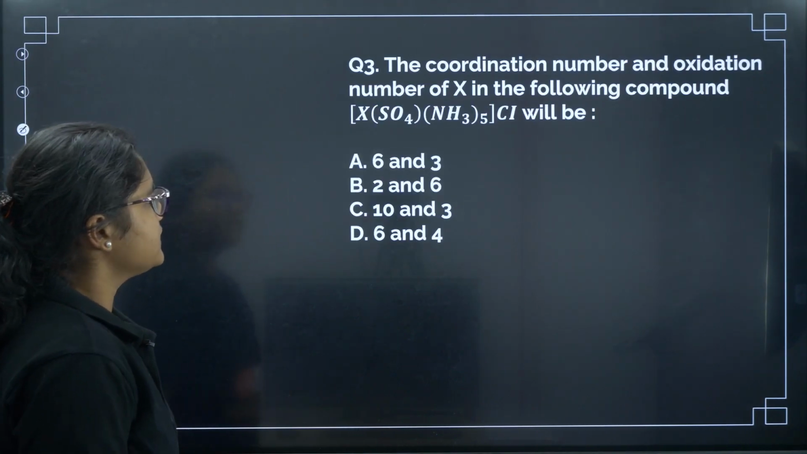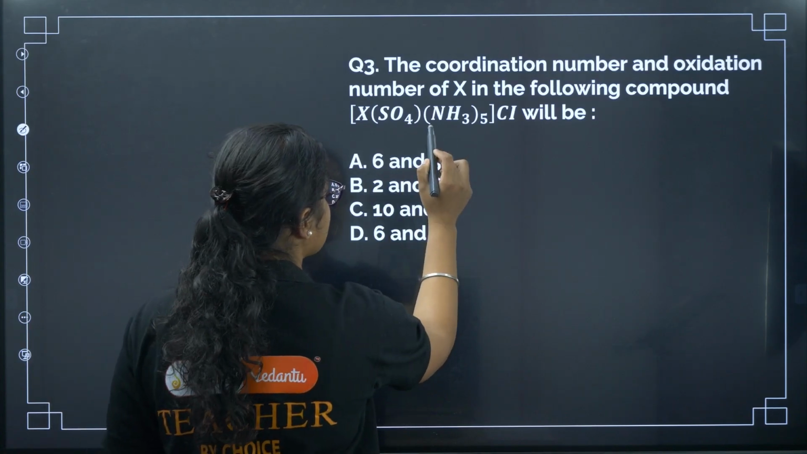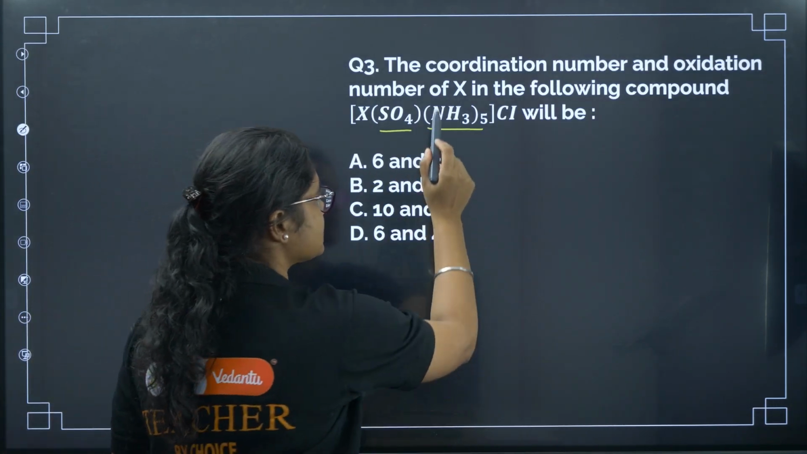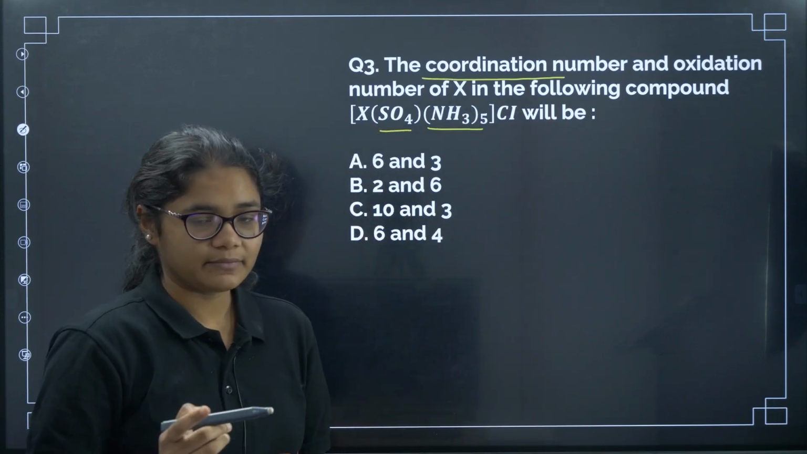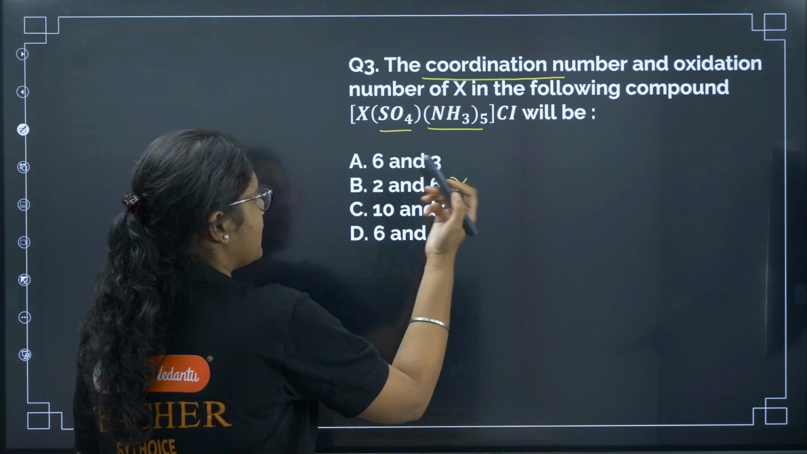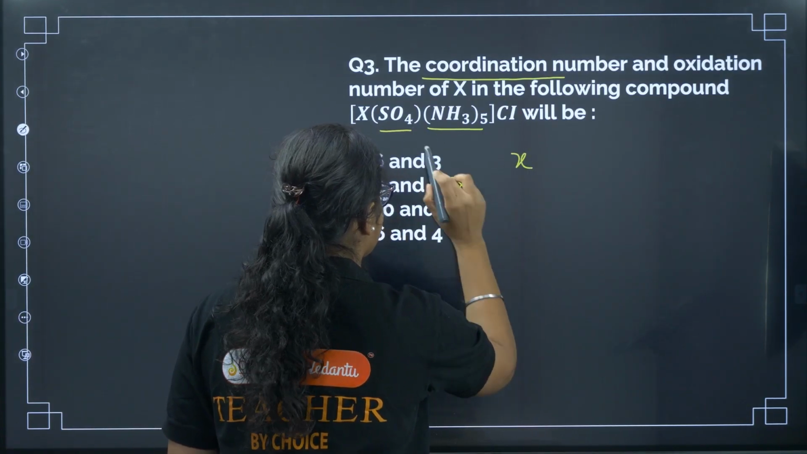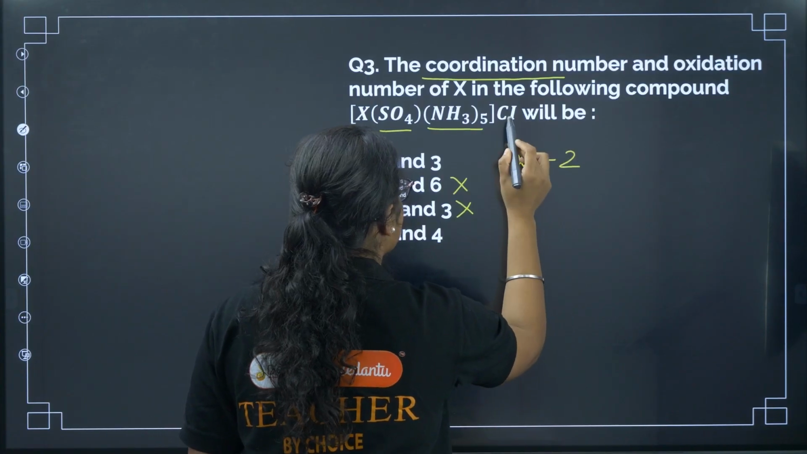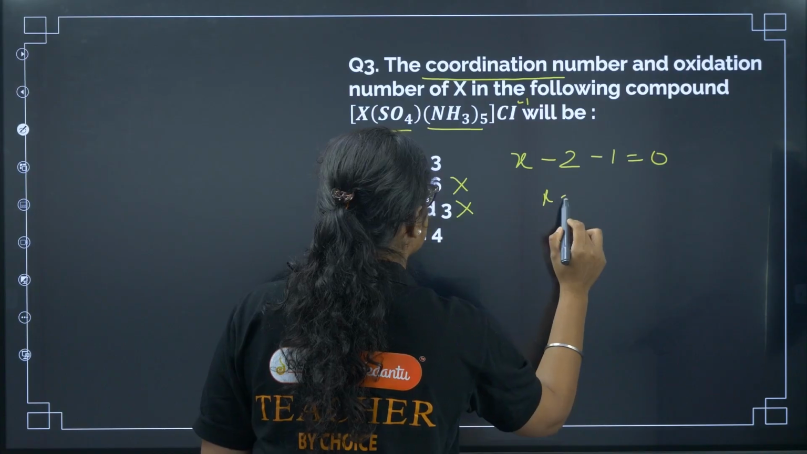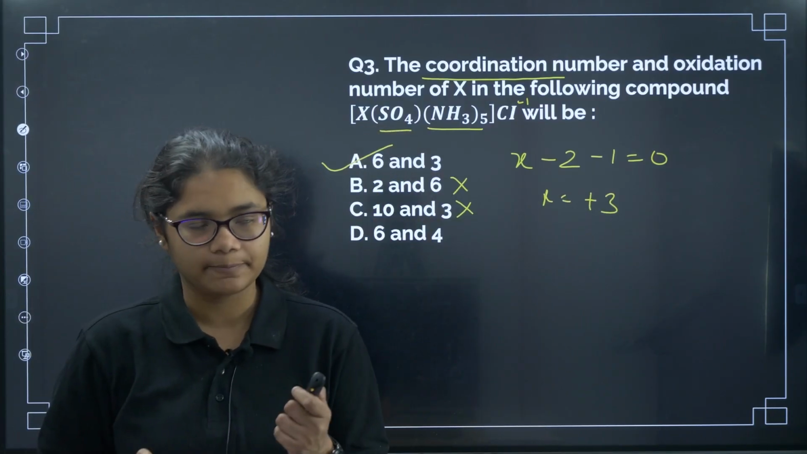Next, the coordination number and oxidation number of X in the following compound is. So coordination number, you can see 5 plus 1, 6. So here also you should be very careful what is asked first. First is asked coordination number, so answer is 6. So we can eliminate these two options, right? Now the oxidation state. So if you want to calculate here, let the oxidation state of X be x. For sulfur it is minus 2, and then if this is minus 1, so the sum is equal to 0. So x is equal to plus 3. So 6 and 3, that is the correct answer, option number A, okay?